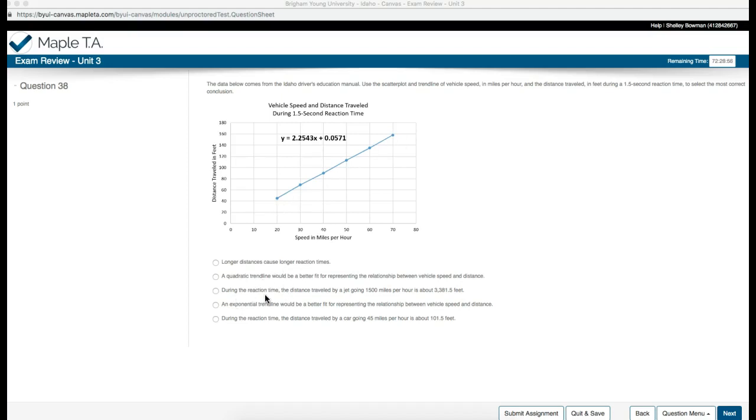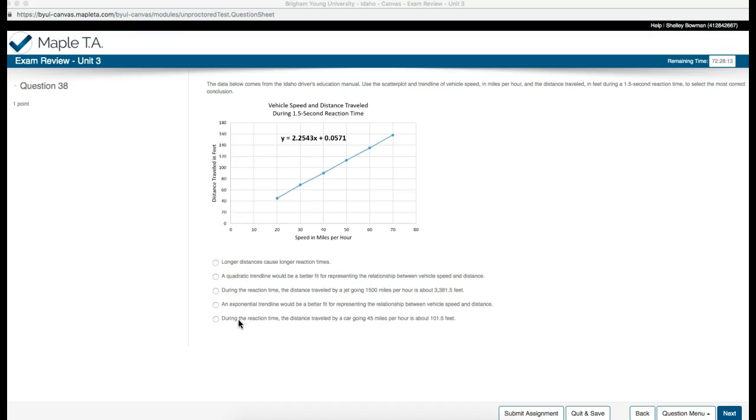The next one, during the reaction time, the distance traveled by a jet going 1,500 miles per hour is about 3,381.5 feet. Again, this is not something that is being referenced in our data here, so I'm not going to go through any more of that one. The next one, an exponential trend line would be a better fit for representing the relationship between vehicle speed and distance. Nope, because an exponential trend line would be increasingly larger, and this really fits beautifully, so I don't need that here either.